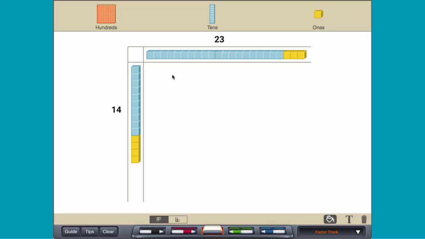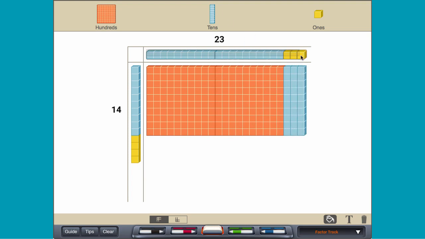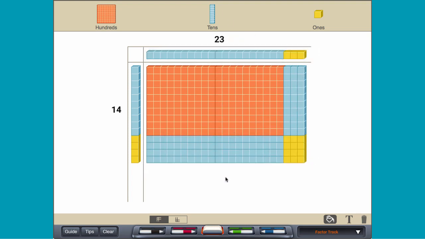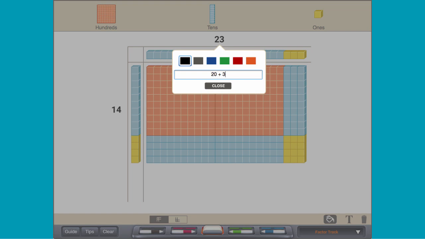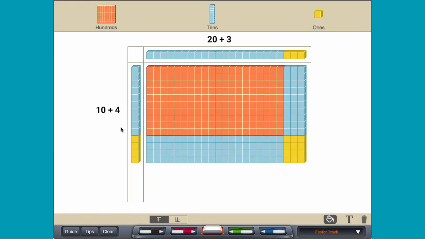Multiplication can be thought of as one number telling how much to take of the other number. So 14 times 23 is like finding 14 rows of 23. The length of 23 can be decomposed into 2 tens and 3 ones, and the height of 14 can be decomposed into 1 ten and 4 ones. So 14 times 23 can be thought of as (10 + 4) times (20 + 3).